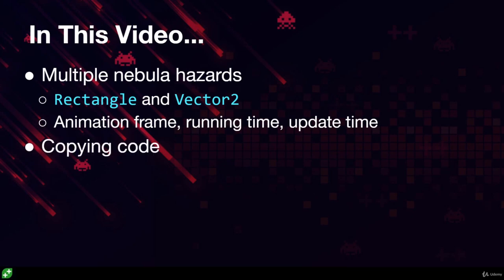Now, this is going to involve writing some repetitive code. In other words, we're copying what we did for the first nebula. And in programming, this is typically considered inefficient. So while we're doing it this way, we're going to be thinking about the possibility of a better solution to copying all this code. Let's dive right in.